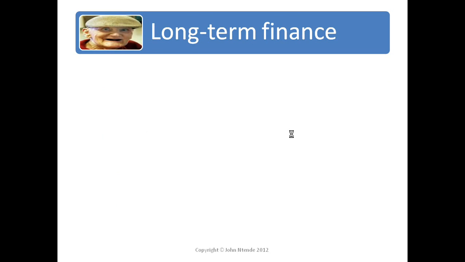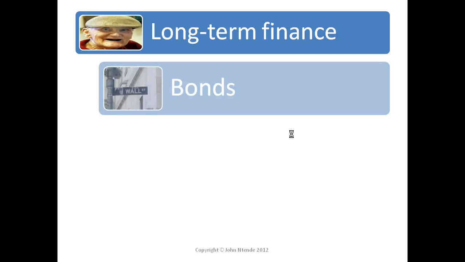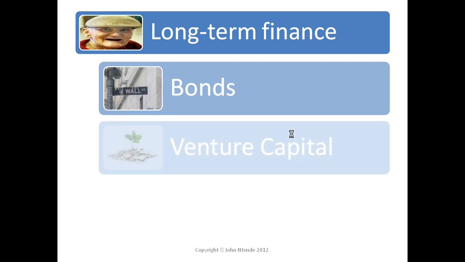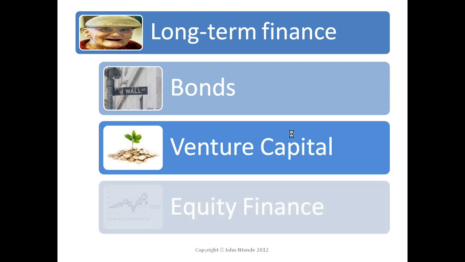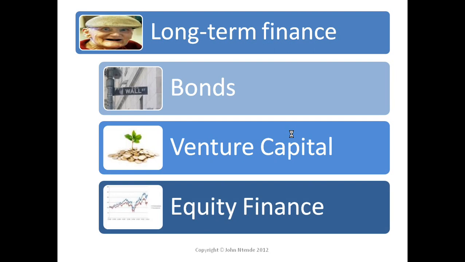Next, we shall briefly look at long-term finance. Now, there are various forms of long-term finance, and these include bonds. Bonds are a form of long-term debt. We're going to look at bonds in detail. Then we have something called venture capital. Now, venture capital is risk capital provided in return for an equity stake in the business. We're going to look at in detail what venture capital is. And then we have equity finance. Now, equity finance is simply ordinary share capital. So we are going to look at methods of obtaining ordinary share capital.